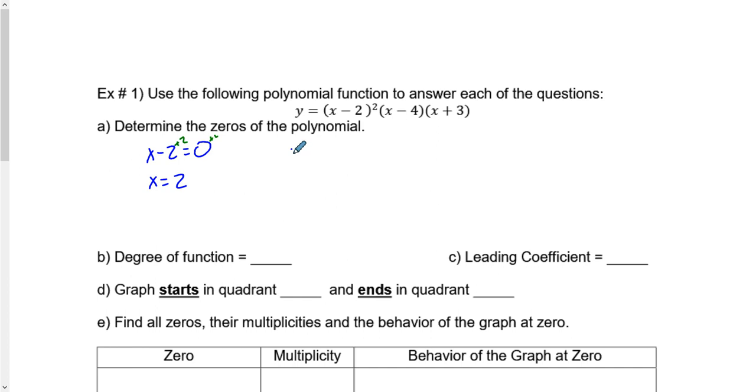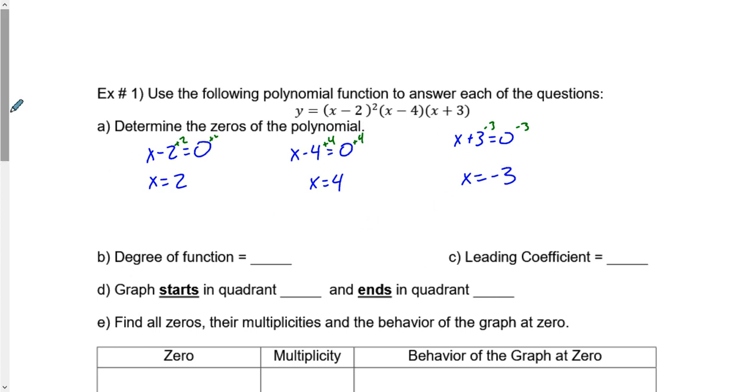x − 4 is another factor. Where does x − 4 equal 0? We would add the 4, and x would equal 4. x + 3 equals 0. We have to subtract 3, so x would equal negative 3.